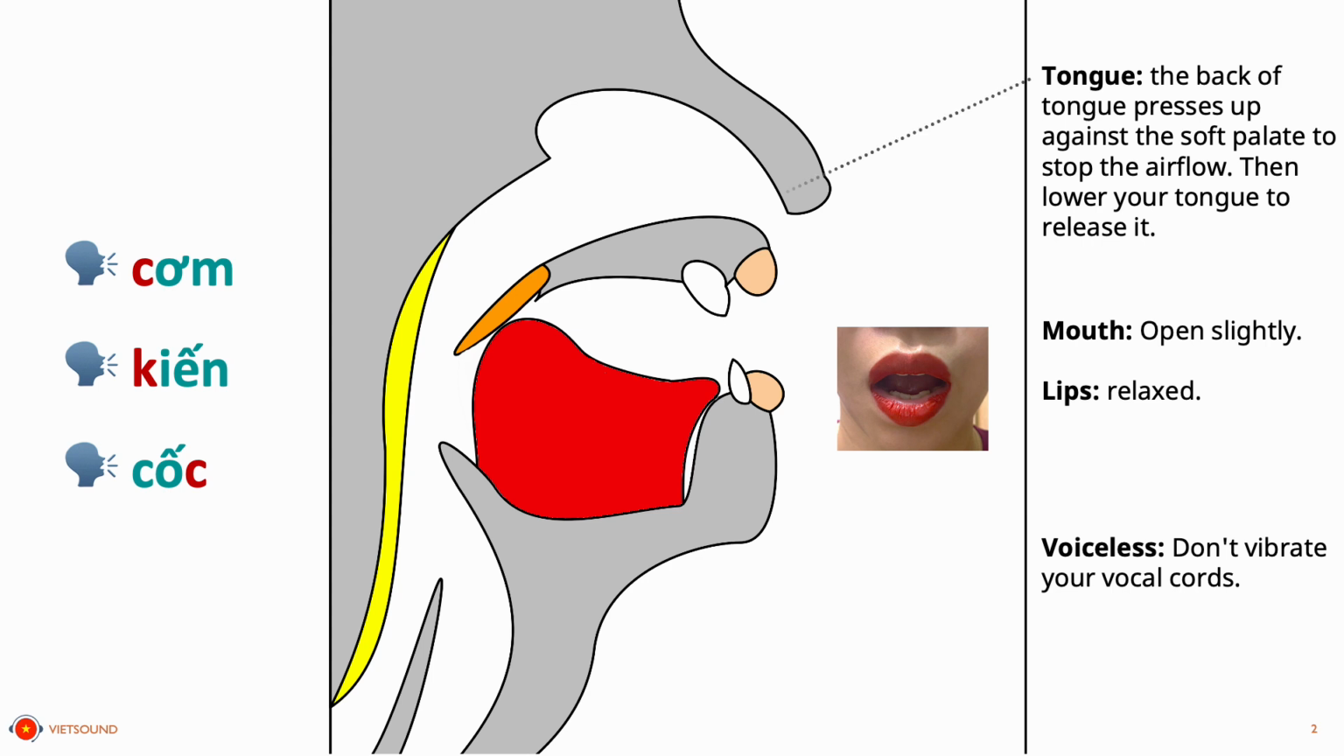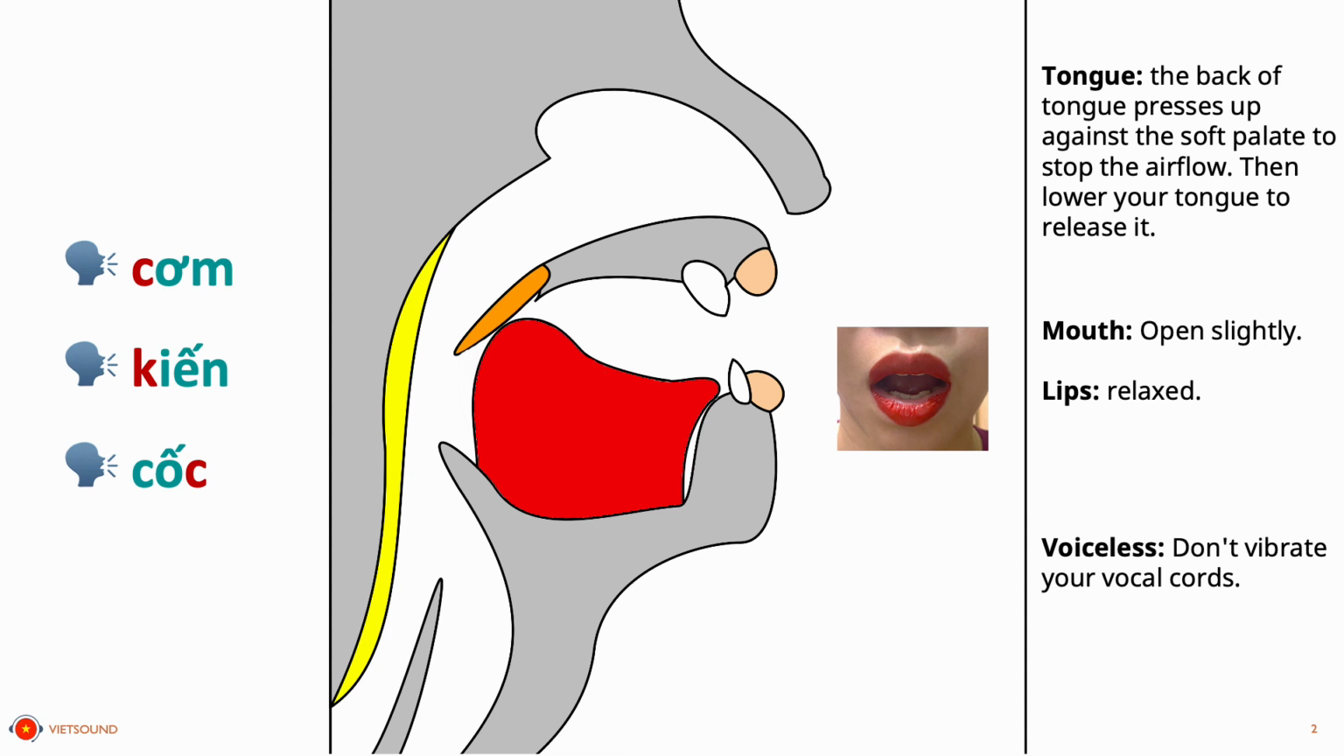First, the back of the tongue presses up against the soft palate to stop the airflow, then lower the tongue to release it. Now let's talk about the mouth shape. Open your mouth slightly. Keep your lips relaxed. The last thing you have to remember about the k sound is that it's a voiceless sound, so you don't have to vibrate your vocal cords when saying the k sound.